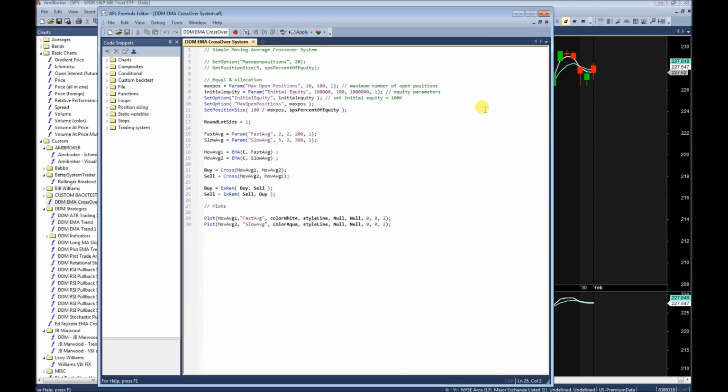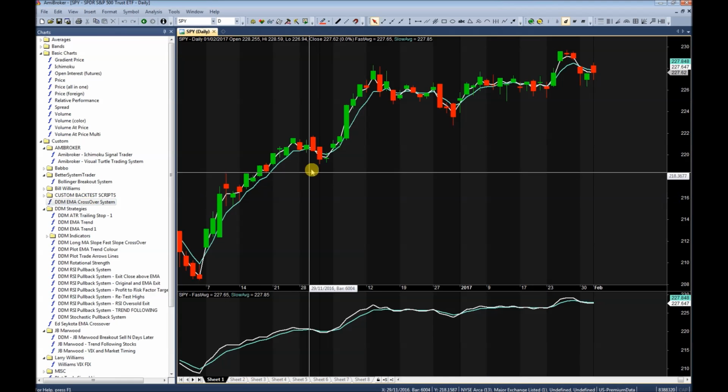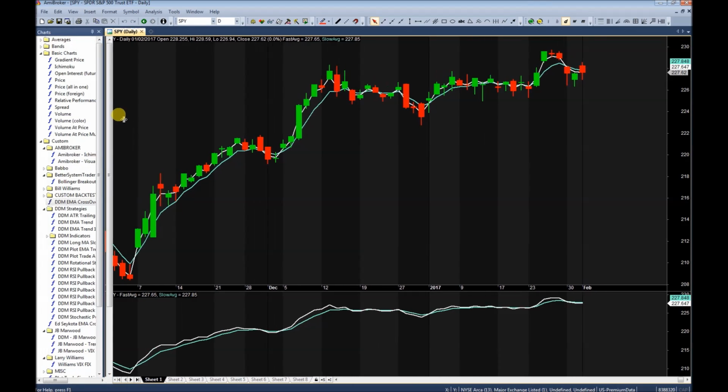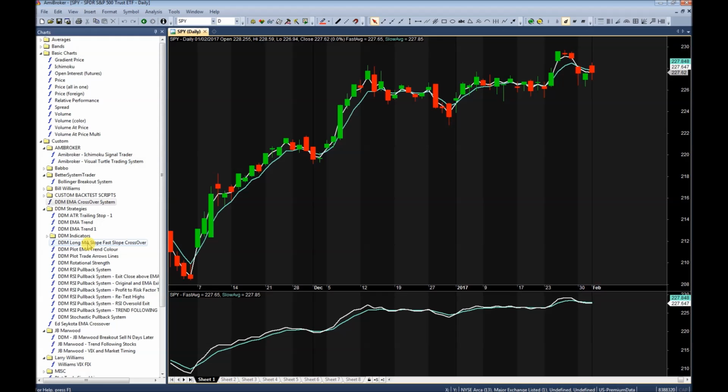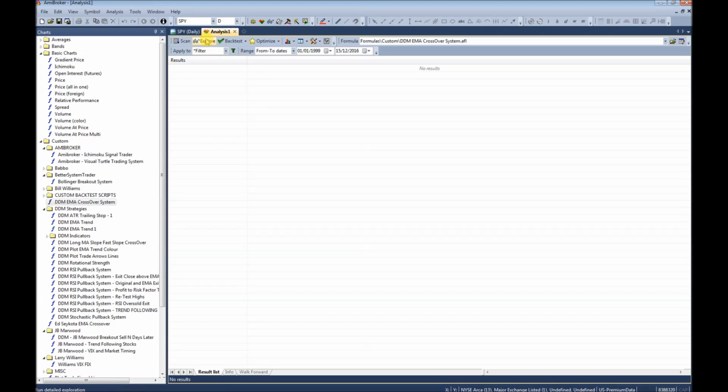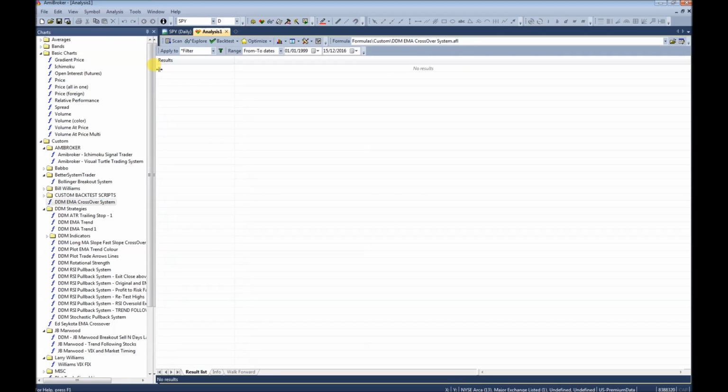As you can see, it's a very simple, straightforward system in terms of Amibroker. Let's take a look at what the user interface looks like in the chart I've set up. Before we do that, I'm going to set up an analysis tab so that I can move this to the side.